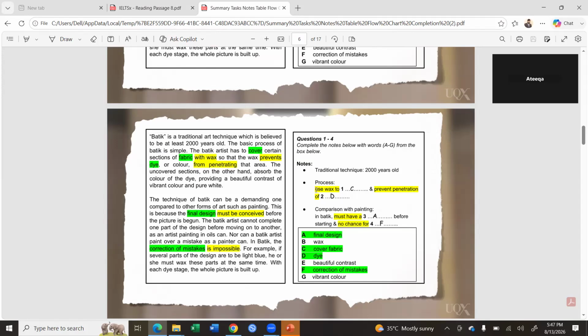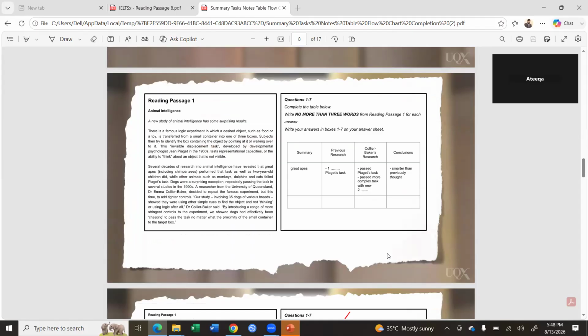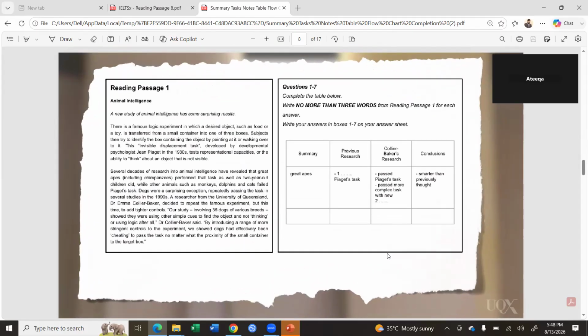So for the first one, use wax to cover certain section of fabric with wax. Is it clear? Yes, sir. So that is the C, option C. Then cover fabric prevents dye or color from penetrating, right? So option D, that is the second one, right? Dye, yes, sir, exactly. And so on, as we have done it. Okay. Here is another type of question.